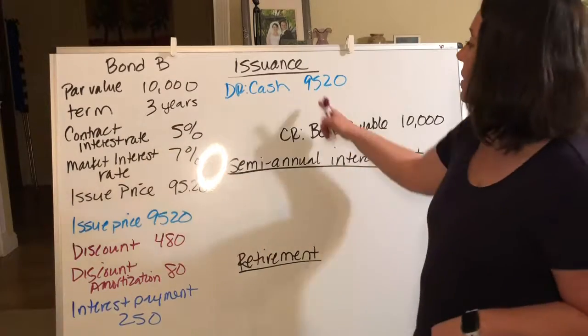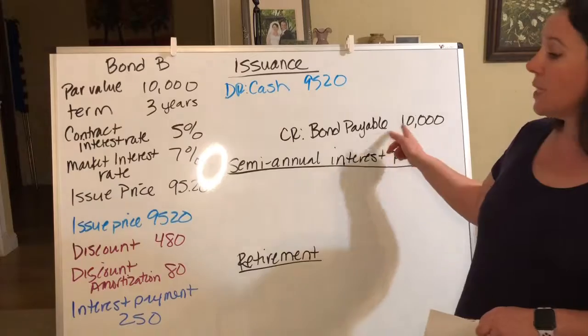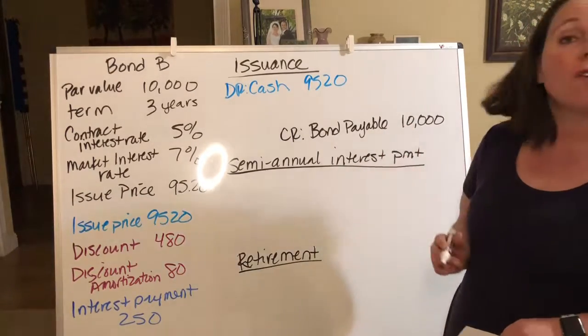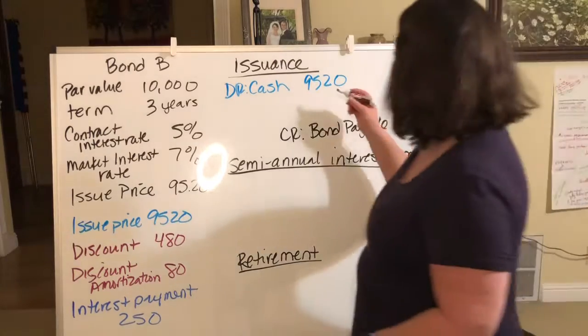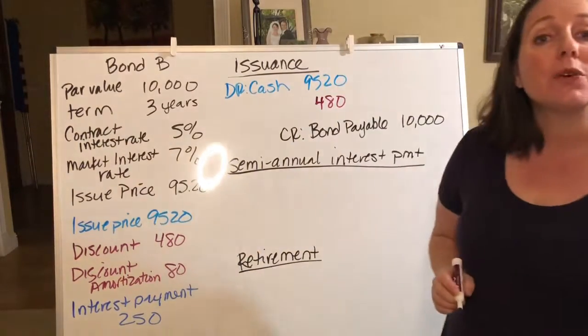All right, my debits don't equal my credits, and the difference is my discount. So I know I need an additional $480 of debit, and that's going to be my discount.